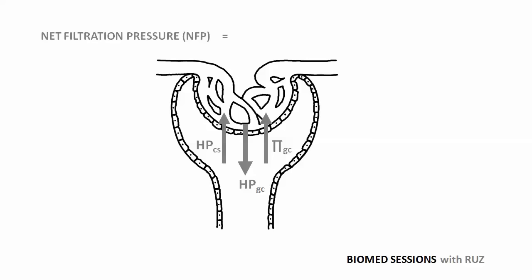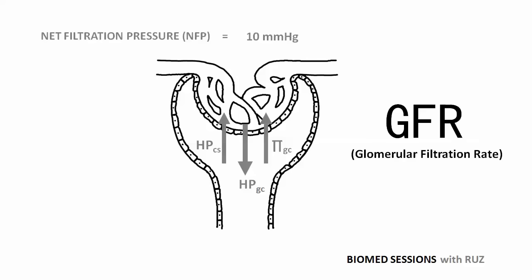Our net filtration pressure, NFP, equals the pressures favouring filtration minus the pressures opposing filtration, i.e. hydrostatic pressure of the glomerulus minus hydrostatic pressure of the Bowman's capsule minus oncotic pressure of the glomerular capillary protein, which is equal to 10 millimetres of mercury. There are many nephrons, and hence there are many renal corpuscles in each kidney. Glomerular filtration rate, GFR for short, is the total amount of filtrate formed by all the renal corpuscles in both kidneys per minute. It can be used as a clue to assess whether an individual has kidney impairment.